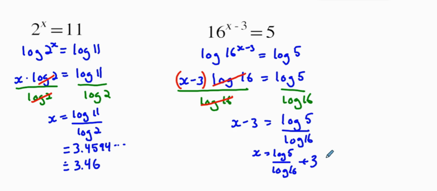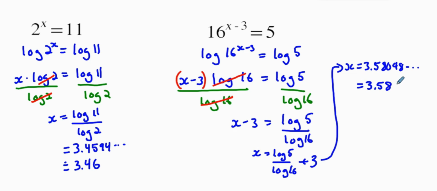And just like in the last example, that is an exact value, but we're going to change this over to a decimal. And when we do so, we find that x is equal to 3.58048, and I think it continues on from there. And again, typically 3 decimals, this will round to 3.58. And again, that is a rounded value. So this was a little bit more complex. We needed to have the brackets here and make sure that we kept track of that piece. Otherwise, we would risk having the wrong answer at the end.